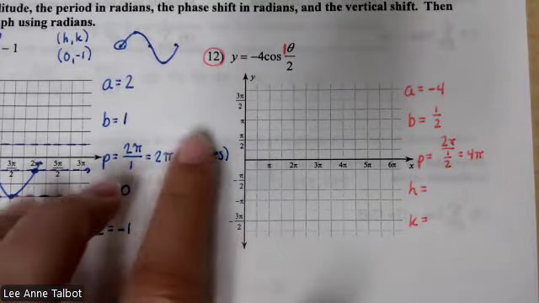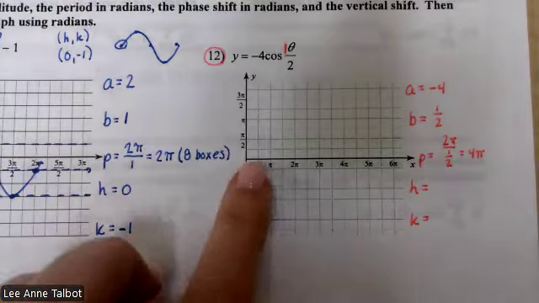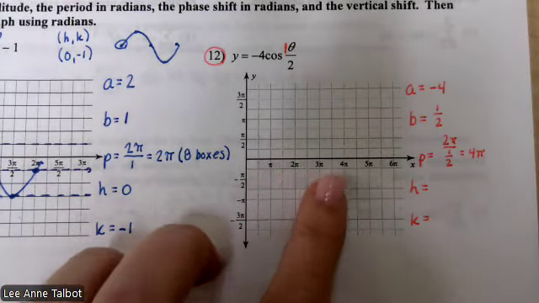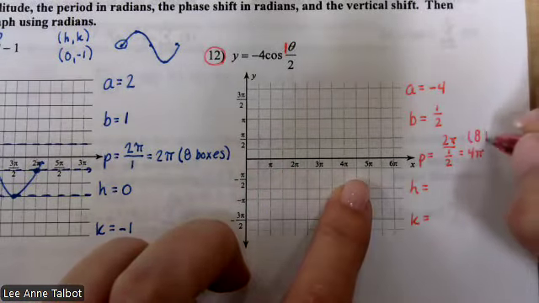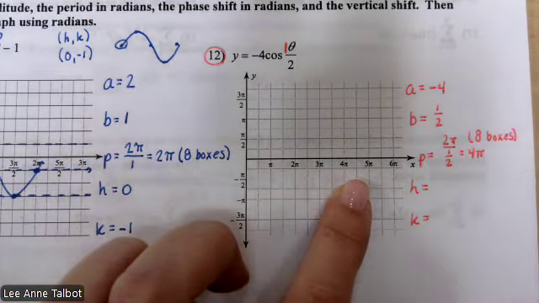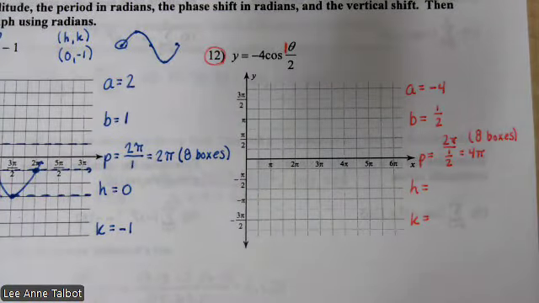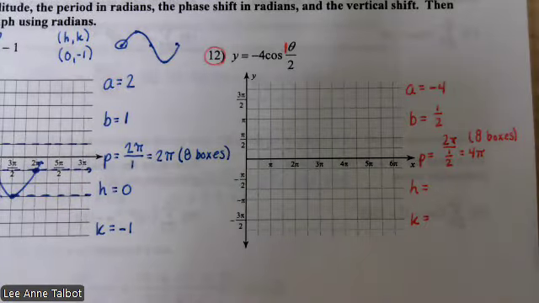How many boxes is 4 pi on this graph paper? 8. Can you guys all tell that 4 pi is 8 boxes? You good? Sure.